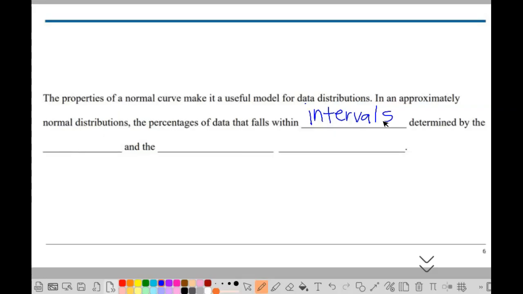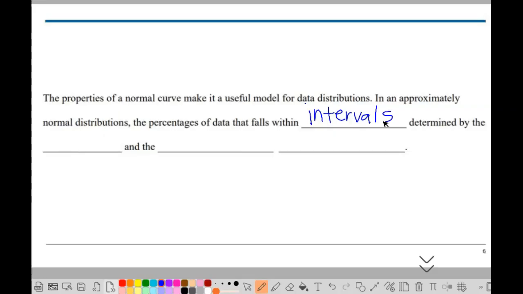What was the average number of Netflix hours the students were watching? 5. What was the interval? 5 minus 2 is how much? 3. So between 3 hours and 7 hours, because 5 plus 2 is 7. If you did that worksheet, you know what I'm talking about.